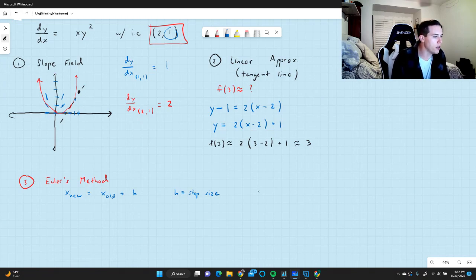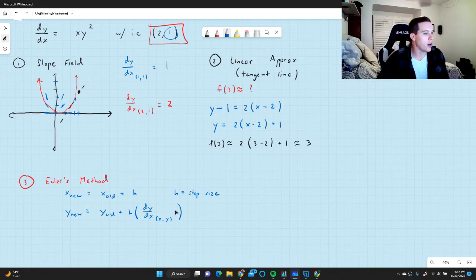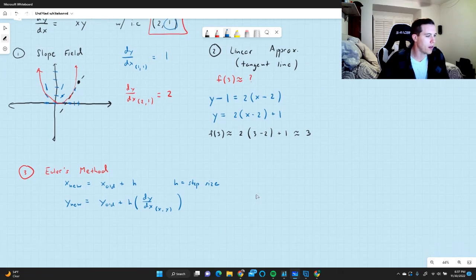That's the easier one. Here's the one that students always seem to forget. The new y coordinate is you use your old y coordinate plus your step size times the derivative when you plug in your old x and your old y. So it's kind of like the tangent line a little bit, because you're multiplying by the derivative times something and then you're adding the y old, just like we did here. But let me show you how this works. It seems more complicated than it is.